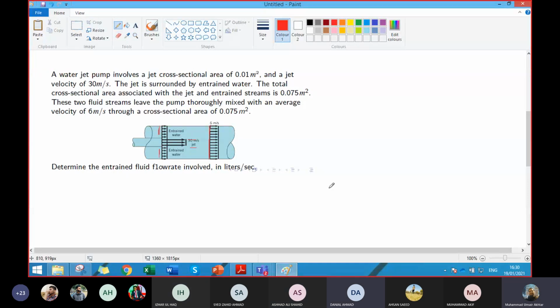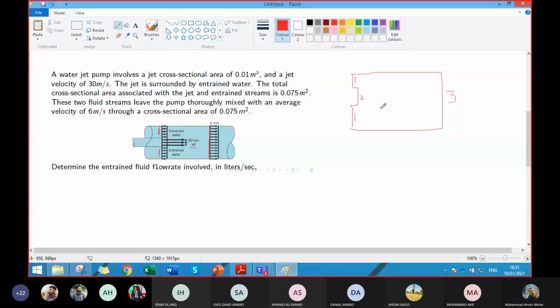Sir, yes. We will consider three surfaces. Yes, you will consider three surfaces like this. This would be your first surface. Then this will be your second surface. And this would be your third surface. Clear? You are given the area of the third surface and the velocity. You are given the area of the second surface and the velocity. You can calculate the area of the first surface, which would be equal to the area of the third surface minus the area of the second surface, right?